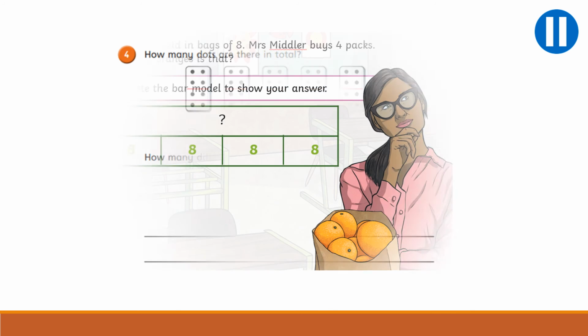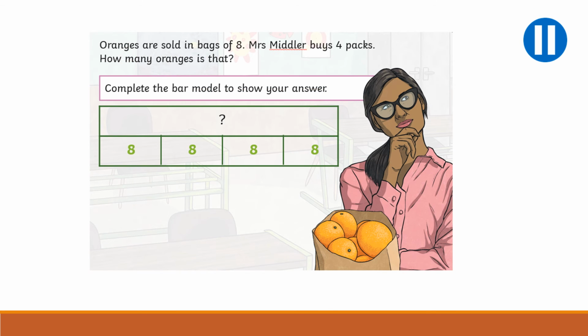Pause the video here to answer this question. Oranges are sold in bags of 8. Mrs. Midler buys 4 packs. How many oranges is that? Complete the bar model to show your answer.